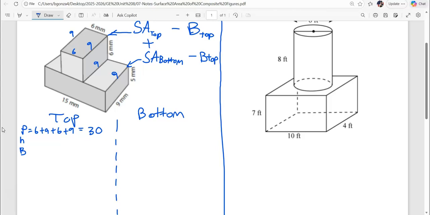H, what is the height of the top prism? What's this height right here? This is the bottom, so yeah, this is a 6 sideways. The height is 6.